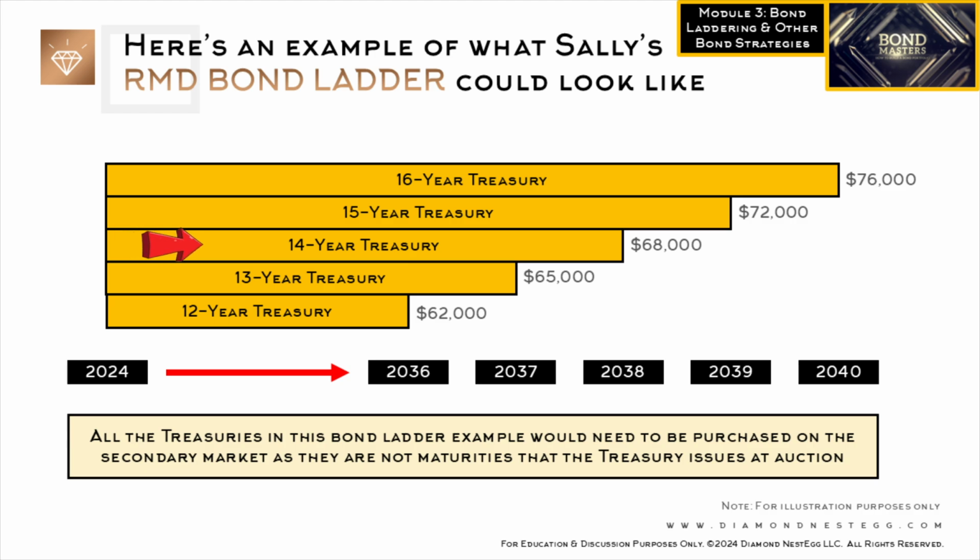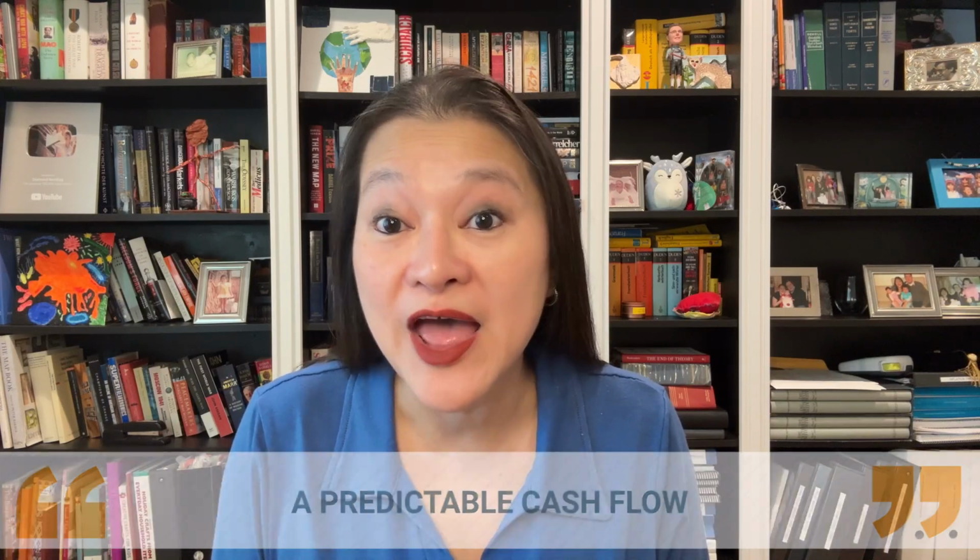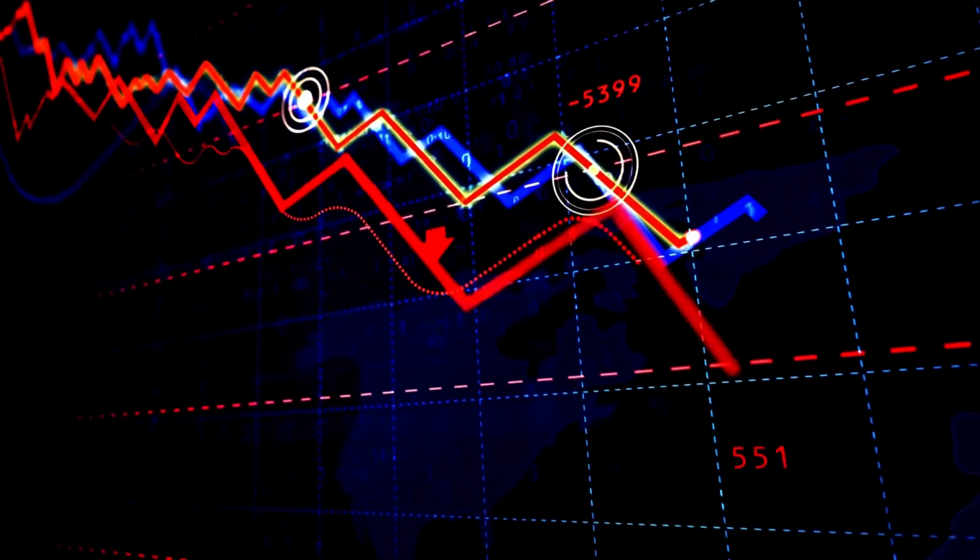Building an RMD ladder like this means that Sally can count on a predictable cash flow and may not have to worry about having to sell investments that she doesn't want to sell in any given year to cover her RMDs. For example, if the market hits a bad patch at that time and all her equities are down in value.